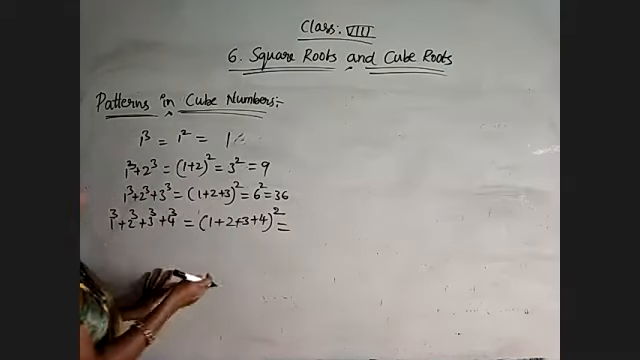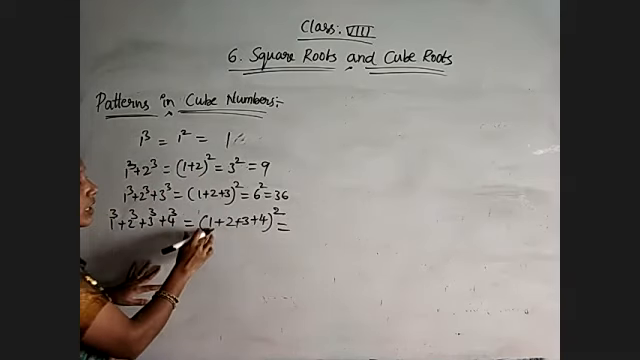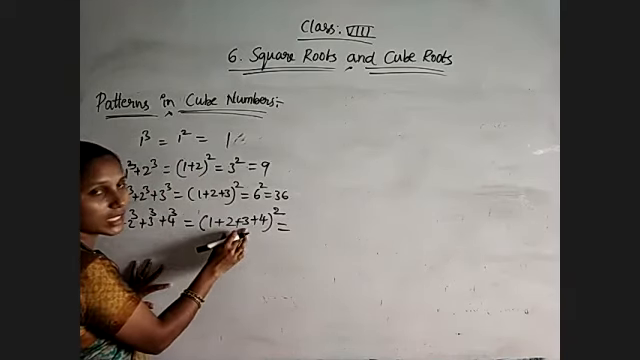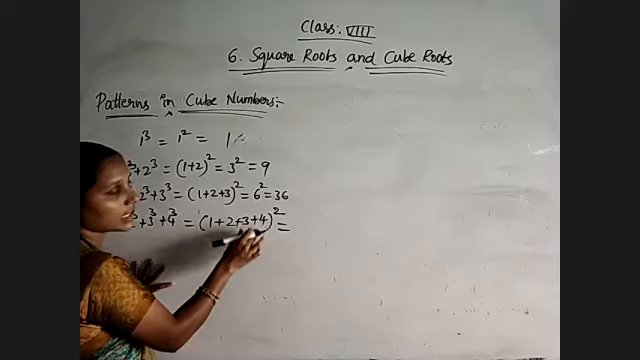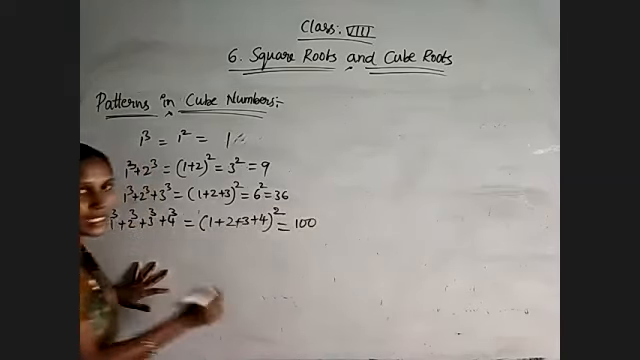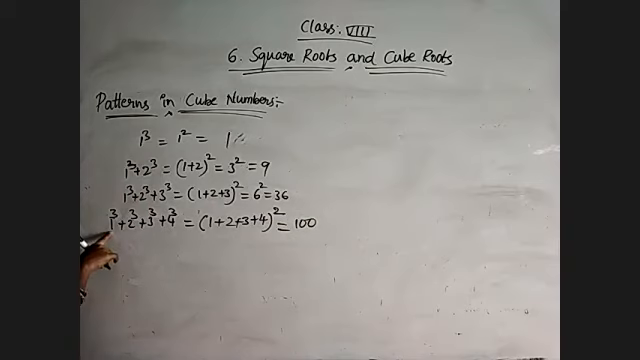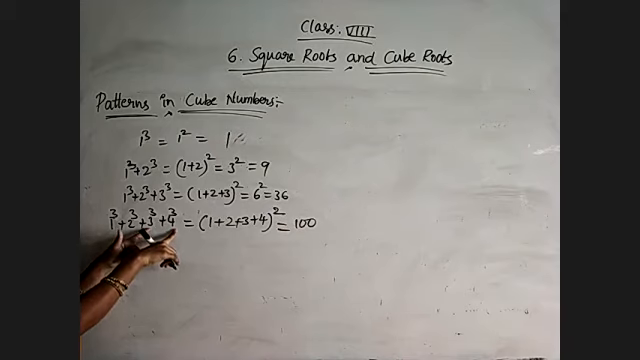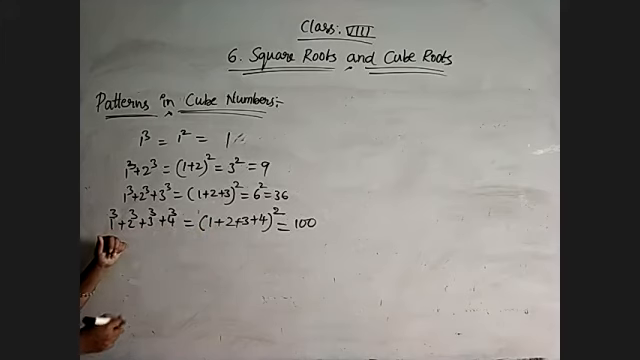See, observe the pattern. So next step is that one only. 1 plus 2, 3. 3 plus 3 is 6. 6 plus 4 is 10. 10 square is 100. Whether it is correct or not, check. 1 cube 1. 2 cube is 8. 1 plus 8, 9. 9 plus 27 is 36. 36 plus 64 we will get, so that is 100. Okay.